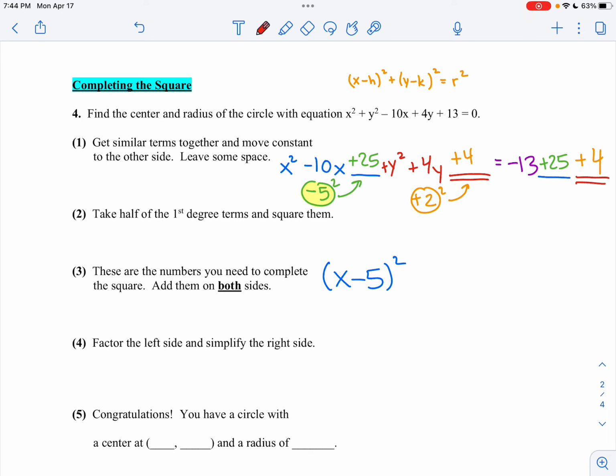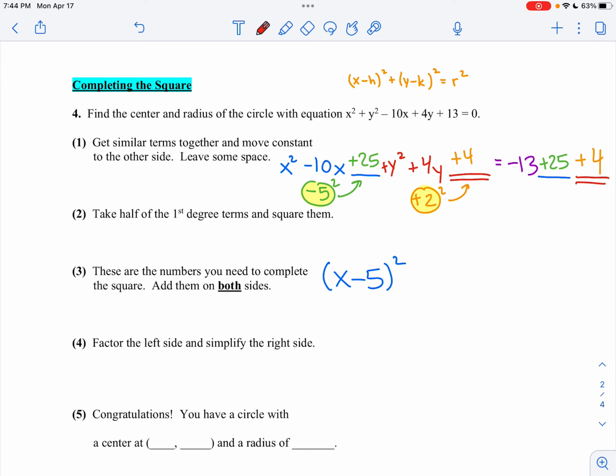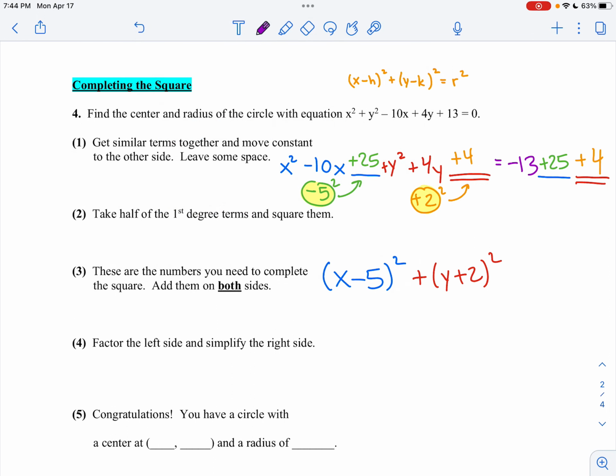All right, and now we're going to factor these 3 together, right? And you could use any factoring technique that you've ever learned. But again, here's the secret. You already know what goes in your parentheses. So that is y plus 2 squared. And then now it says to simplify the right side, negative 13 plus 25 is 12, and 12 plus 4 equals 16. And so we did it.